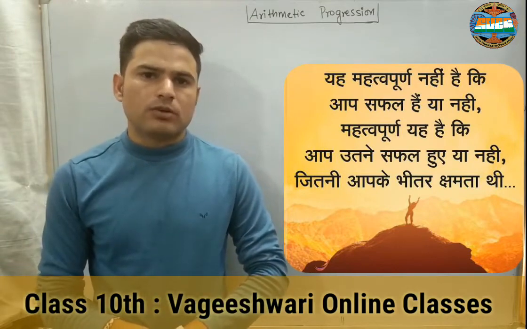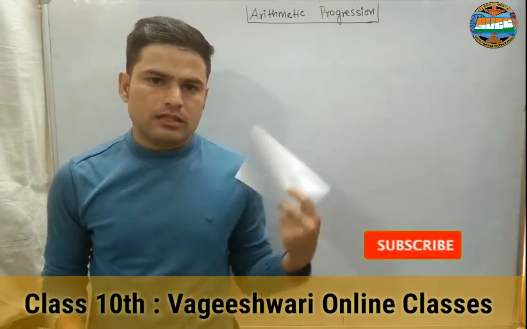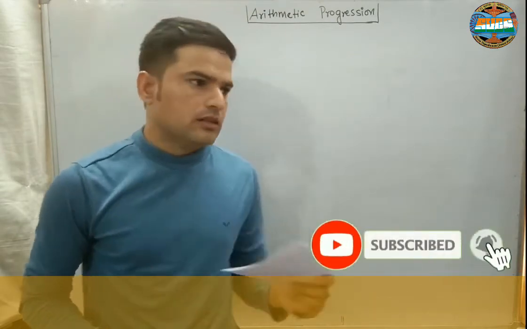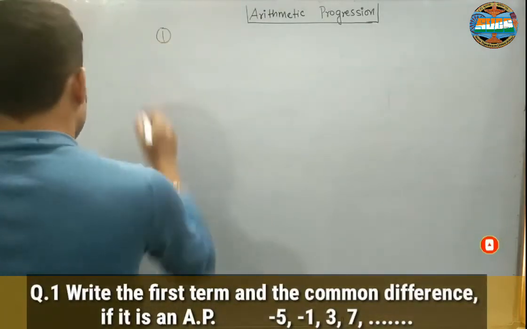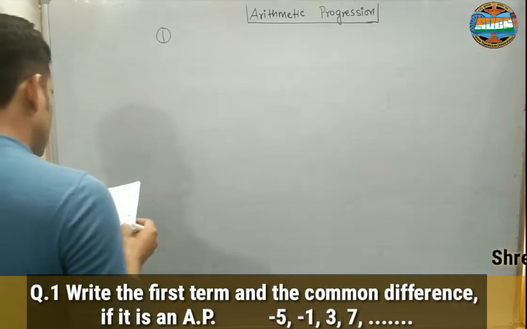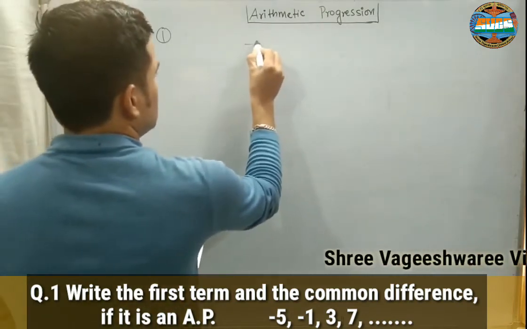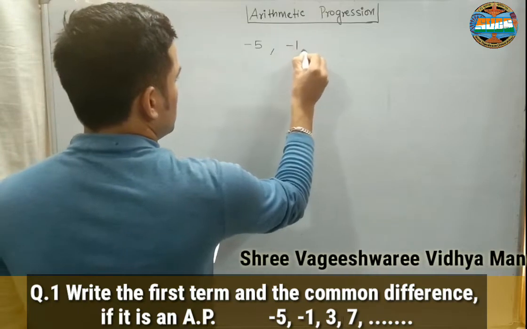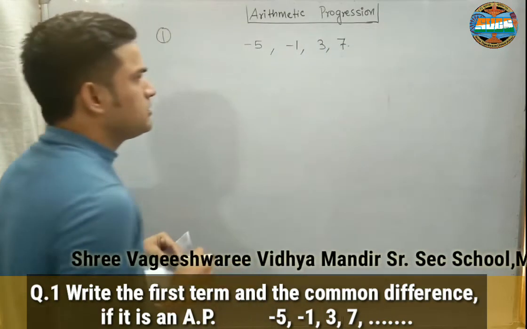आज हम डिस्कस करेंगे अर्थमेटिक प्रोग्रेशन के रिलेटेड क्वेश्चंस एंड आंसर। लेट्स वी स्टार्ट द क्वेश्चन नंबर 1 डिस्प्ले ऑन योर स्क्रीन। द फर्स्ट क्वेश्चन इज: राइट द फर्स्ट टर्म एंड द कॉमन डिफरेंस इफ इट इज एन एपी। द गिवन सीरीज इज -5, -1, 3 and 7.